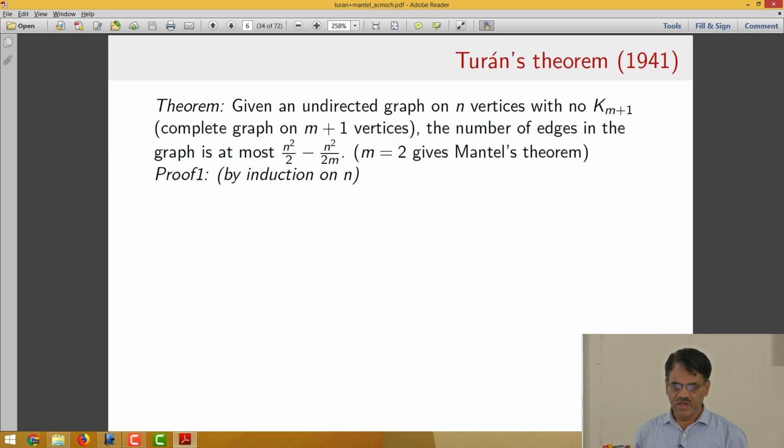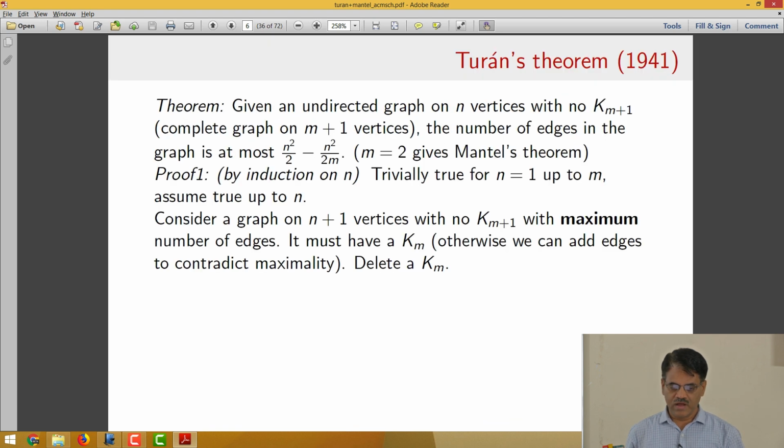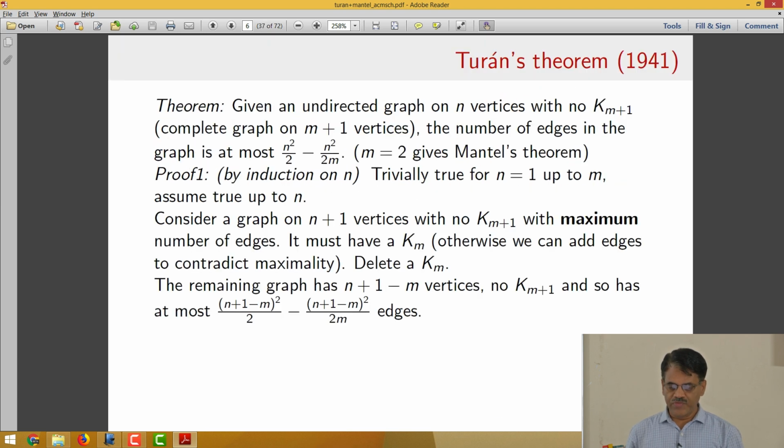What you have to do is consider a graph on n plus 1 vertices with no K_{m+1} and the maximum number of edges. It must have a K_m, delete that. Now the remaining graph has n plus 1 minus m vertices and no complete graph on m plus 1 vertices. So you can apply the induction hypothesis on that.